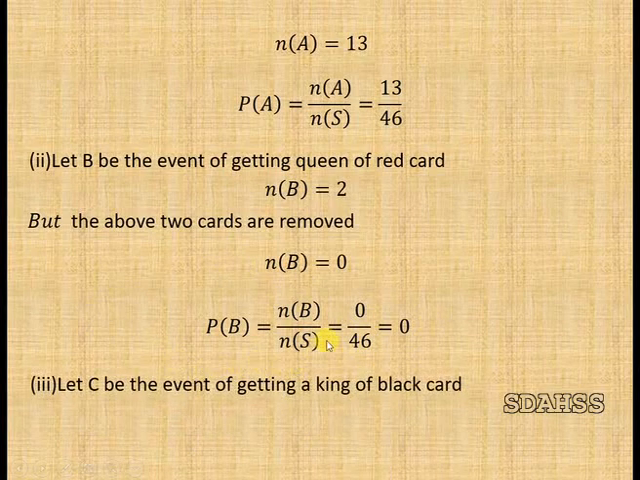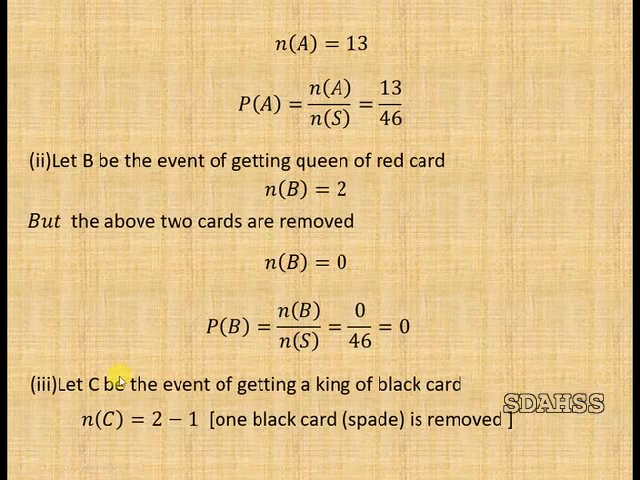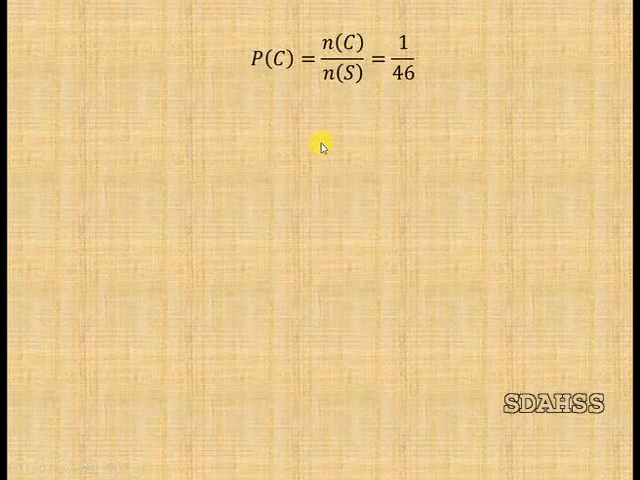Subdivision 3: let C be the event of getting a king of a black card. Totally there are 2 kings of black cards. Out of the 2 kings of black cards, 1 black card, that is the spade, is removed. So 2 minus 1 is 1, so n of C is equal to 1. Then P of C is equal to n of C by n of S, which is equal to 1 by 46.